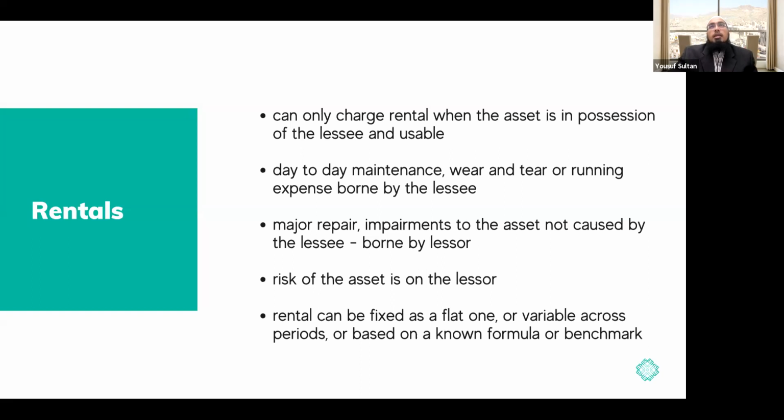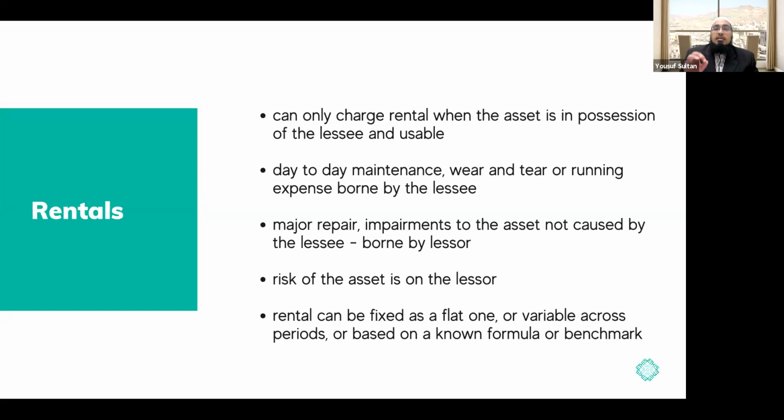Now, when the lessee is leasing the asset, renting the asset, he is responsible, as I mentioned in the very beginning, that a lessee is basically an amin, a trustee for the asset, to take care of the asset. So from that point of view, he is responsible to take the basic care of the asset. For example, if it's a car, then he has to change the fuel, engine oils, maybe the other periodic maintenance that he is required to do.